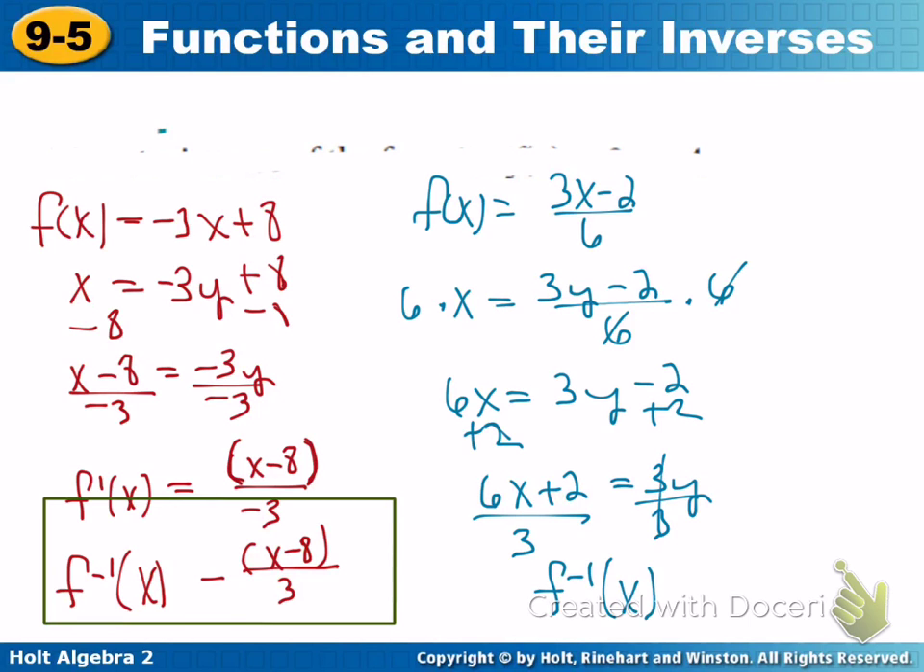So we're going to use our correct notation. So 6x plus 2, I'm going to go ahead and put that in parentheses so I'm not tempted to divide that 6 into 2, because I really can't do that. Okay, over my 3. And that one we're done with.